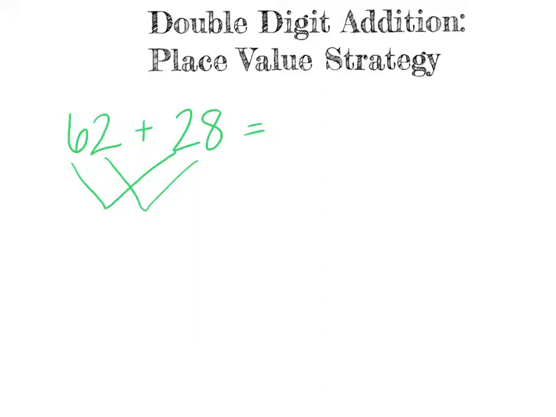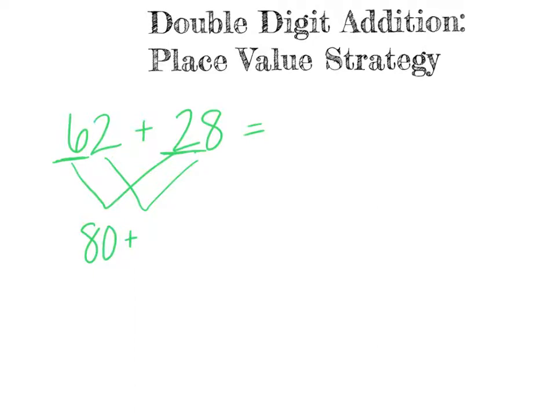And first thing I need to do is add my tens. So 6 plus 2. Now remember, boys and girls, this is not just 6 plus 2 because my number's in the tens place. So it's actually 60 plus 20. And 60 plus 20 equals 80.